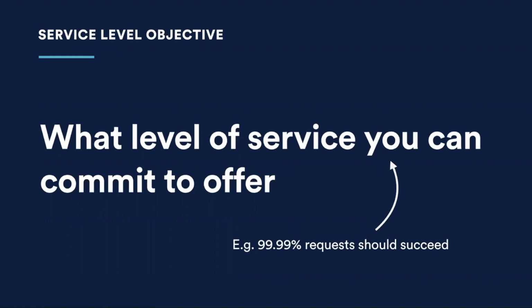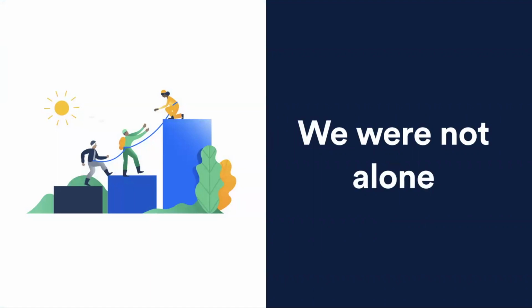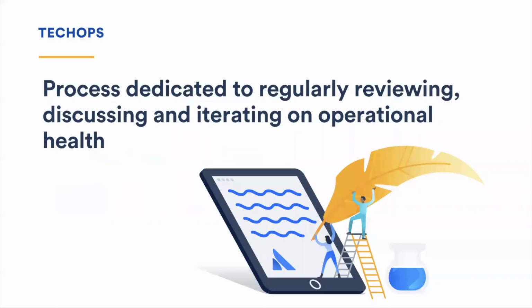And it turns out we weren't the only team who were doing this. There were many teams across Atlassian who were experiencing similar pitfalls to us. And one of those teams was a very large team over in Austin, and they had 70 microservices that they were trying to maintain. And so from an operational standpoint, that got pretty crazy. So eventually one of the members of that team said, okay, this is enough. And they introduced a process to Atlassian called TechOps. So TechOps is this crazy idea that you should have a process dedicated to regularly reviewing, discussing, and iterating on operational health.